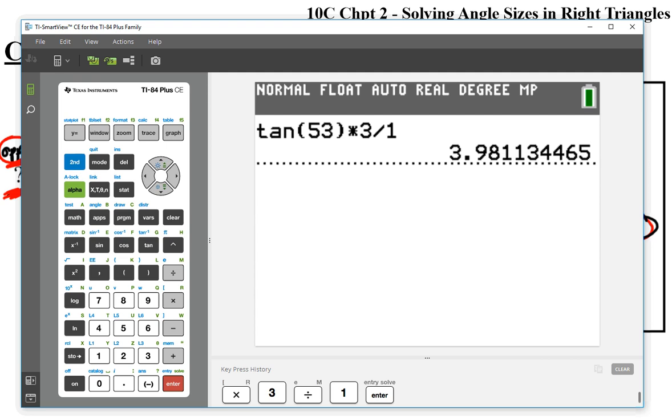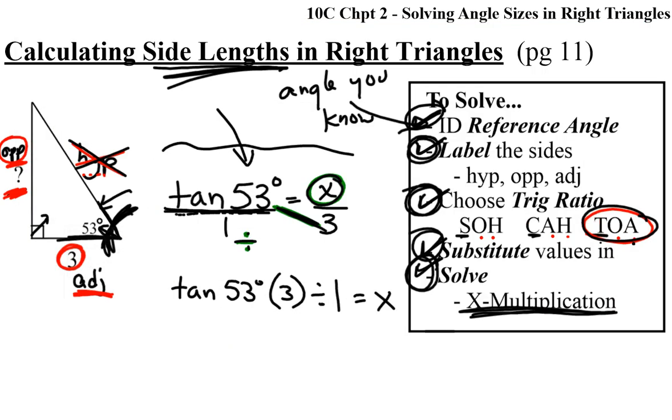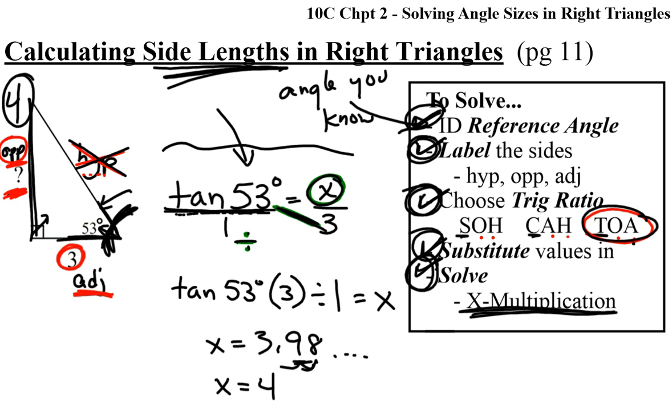Now, side lengths usually go to the tenths place, so x is 3.98. Round to the tenths place, the 8 rounds the 9 up, and we end up with 4. So we have a side length here of 4 units. We've solved for the unknown.